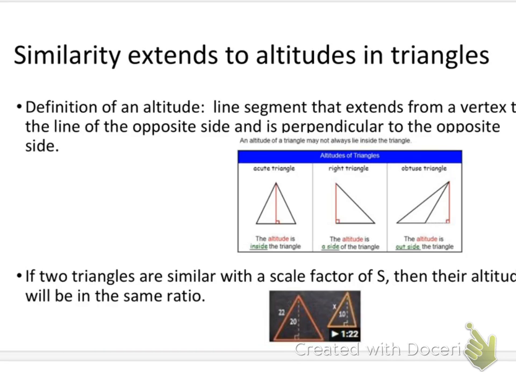So first off, you need to know that an altitude is when you drop a vertical line from a vertex to the opposite side and it forms a right angle. That is called an altitude. So here is an altitude. See the right angle formed? Here is an altitude. And in an obtuse triangle, the altitude will be outside the triangle.